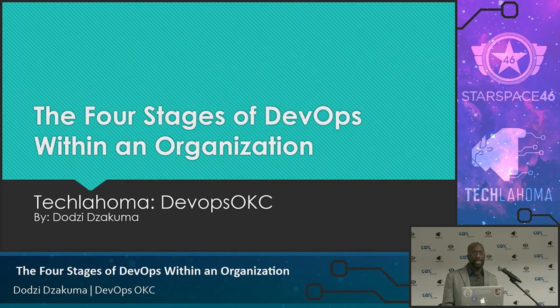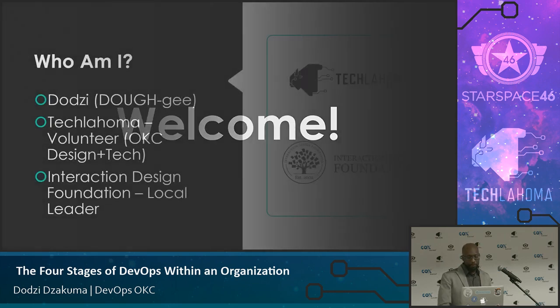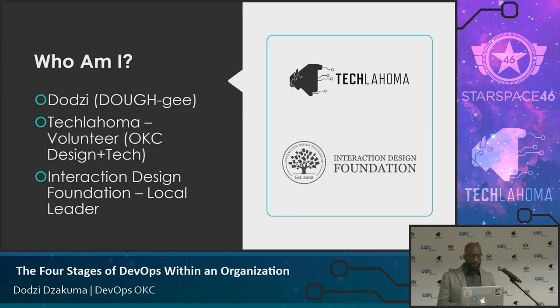Really quick, I'm going to be giving a talk on the 4 stages of DevOps within an organization. But before I start, I want to tell you a little bit about myself. My name is Dodzidenu Dzakuma, and I am first and foremost a Techlahoma volunteer. I run one of the user groups with 2 other co-organizers. The group is Design Tech OKC. It's a group that focuses on UX design and how it merges with tech.